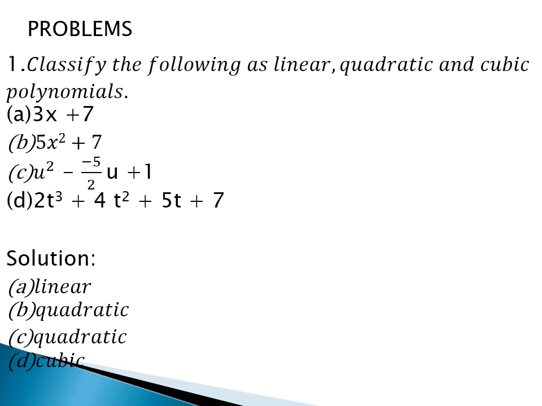To classify as linear, quadratic or cubic polynomial, we have to see the highest power. Based on that we can say which type of polynomial it is. 3x plus 7, highest power is 1, so it is linear. 5x square plus 7, highest power is 2, again it is quadratic. u square minus 5 by 2 u plus 1, again the highest power is 2, so it's quadratic. 2t cube plus 4t square plus 5t plus 7, what is the highest power? 3. So its name is cubic.